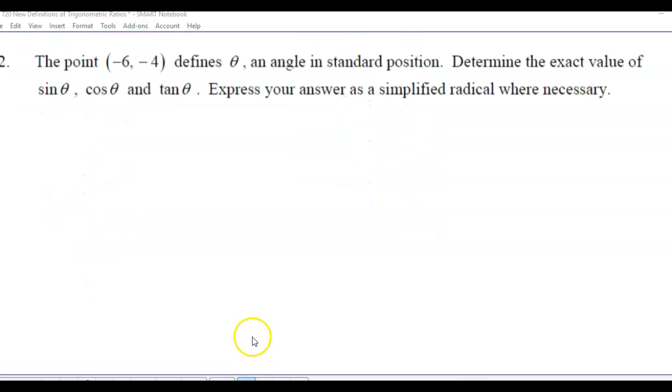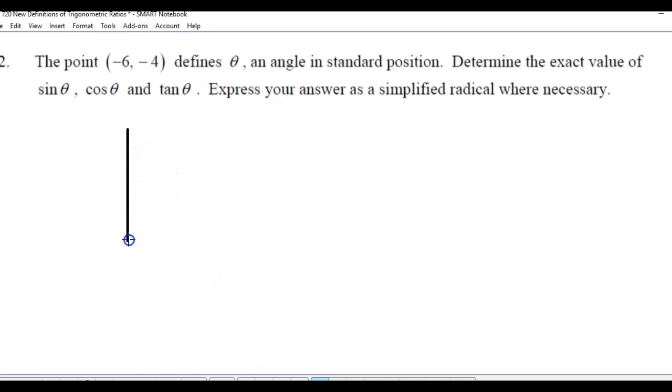Okay. So the point -6, -4 defines theta in standard position. Determine the exact value of sine, cos, and tan. So very much like the last question. Might have radicals in this based on the information there.